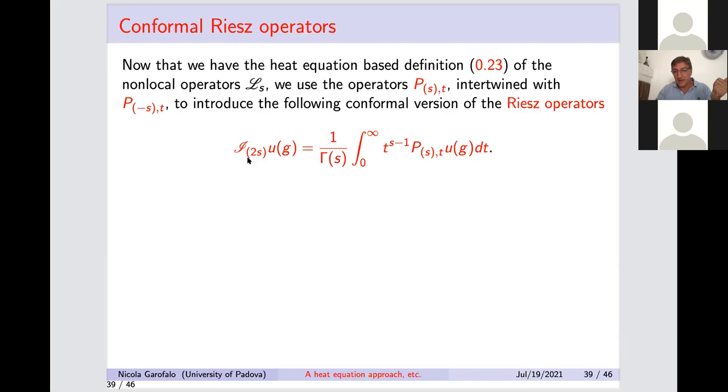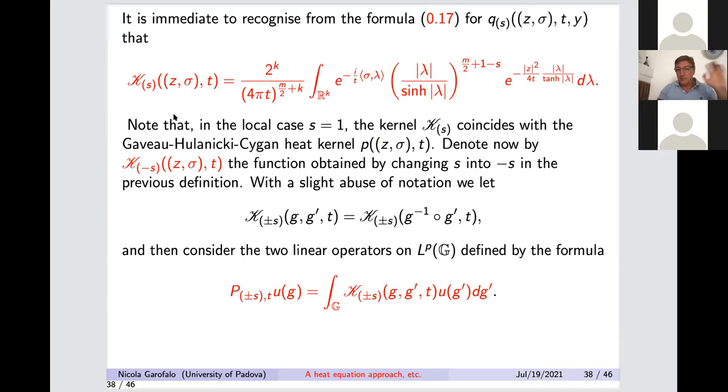And I will denote P minus S the one that enters, instead, in the definition of the fractional powers of L_S. So there are two different operators. They are not semigroup. That's the whole game. These two operators, P plus S and P minus S, are not semigroup, okay?